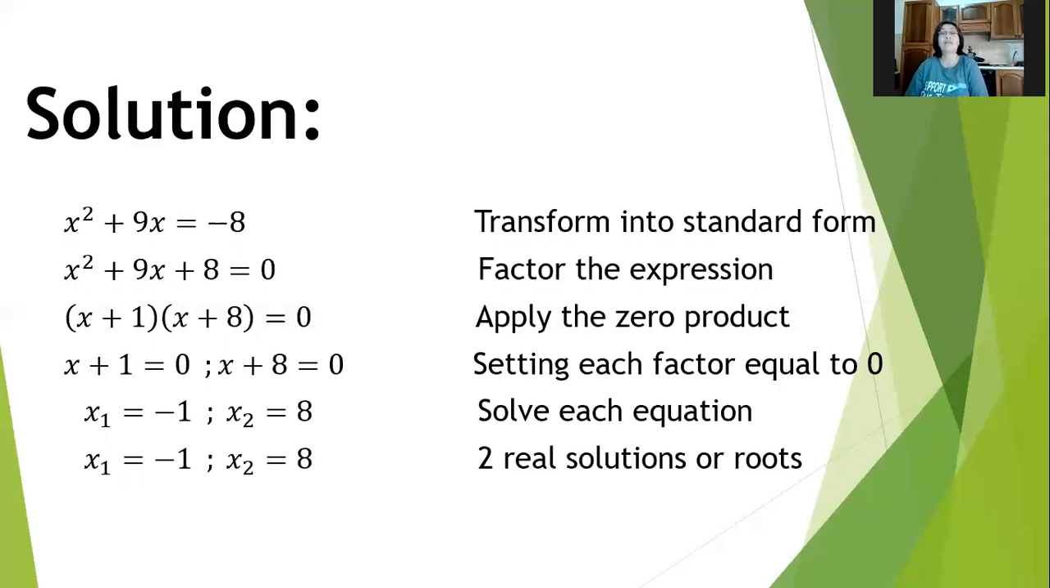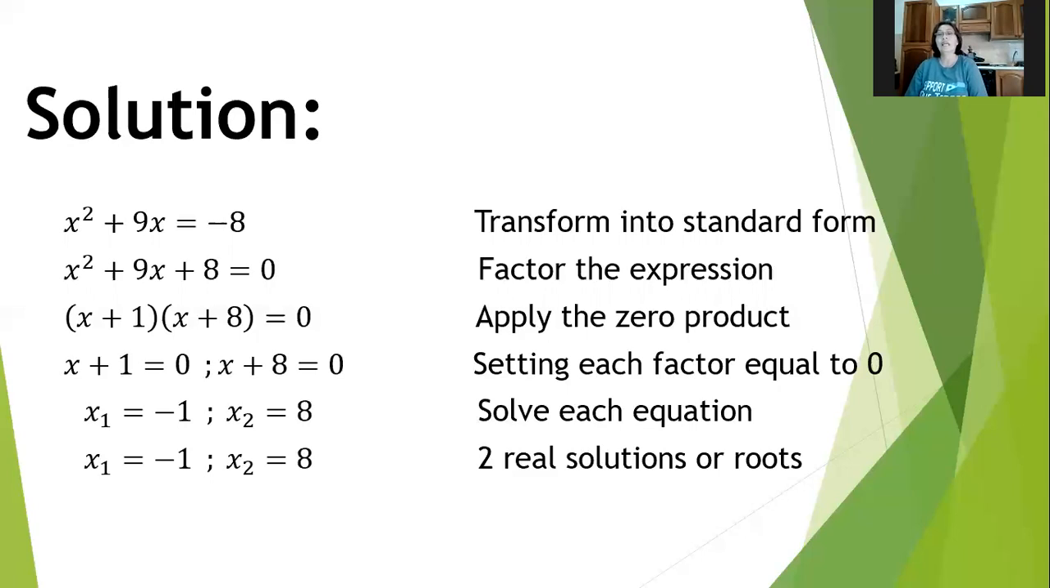To get the middle term, 9x, 8 times x is 8x, 1 times x is x, and 8x plus x is equal to 9x. Therefore, the factor is the quantity x plus 1 times the quantity x plus 8.